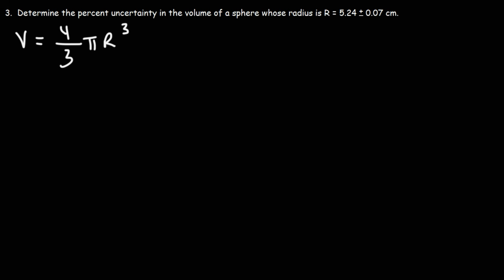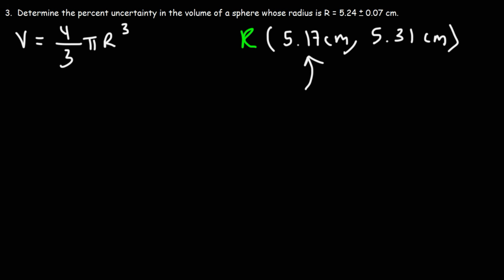Now, for the radius, we have a range of values that the true radius could be. The radius could be 5.24 minus 0.07, in which case the lowest value will be 5.17 centimeters. Or it could be 5.24 plus 0.07, so the highest value of r is 5.31 centimeters. So we're going to plug in the lowest value of r, the measured value of r, and the highest value of r to see what the volumes will be.